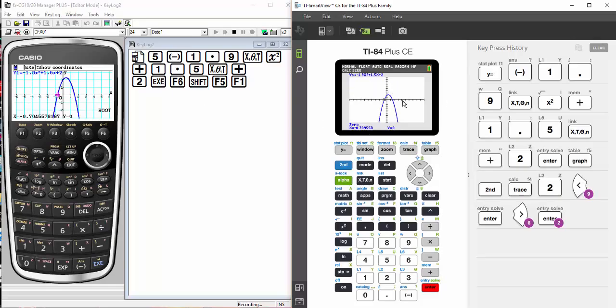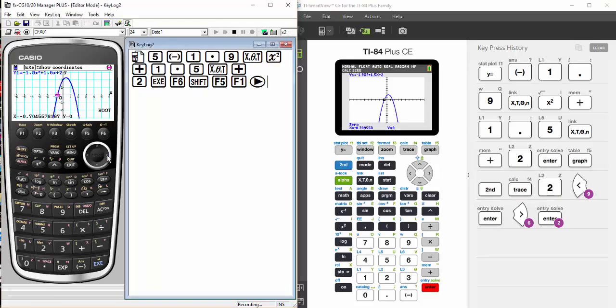So let's say I want to find the second one over here on the right. For the Casio, if I come back over to the Casio, all I have to do is, since we're on the left side, I want to hit the one on the right. I simply choose the right arrow and boom, I have the next root over here, and I can actually toggle back and forth between the two of them.